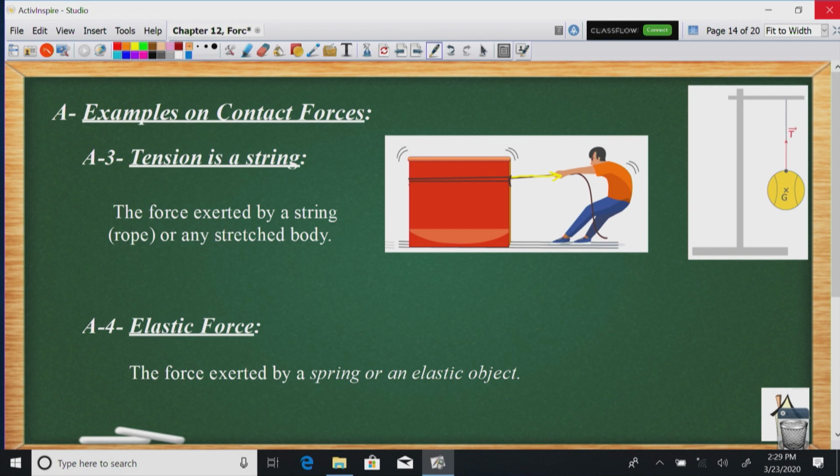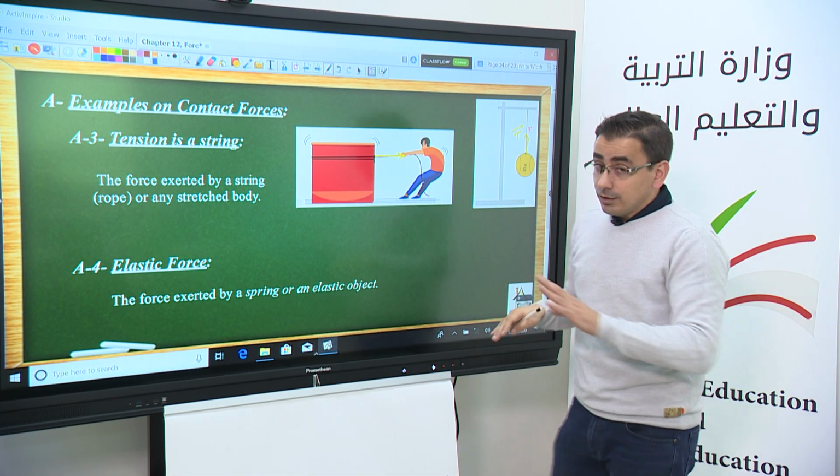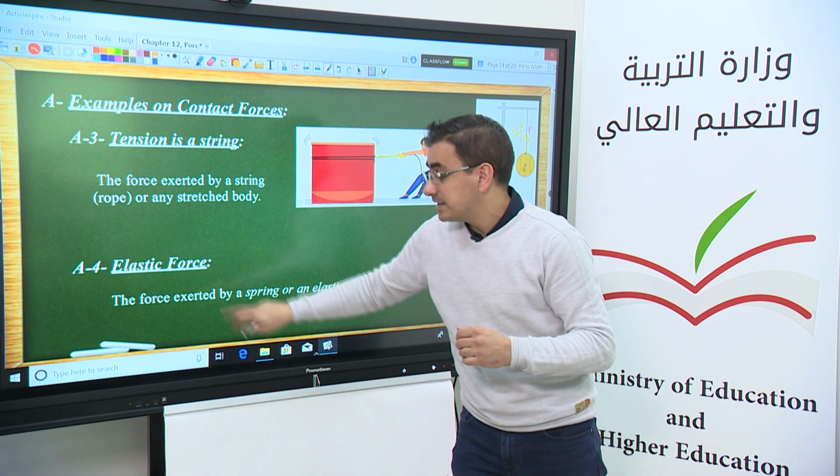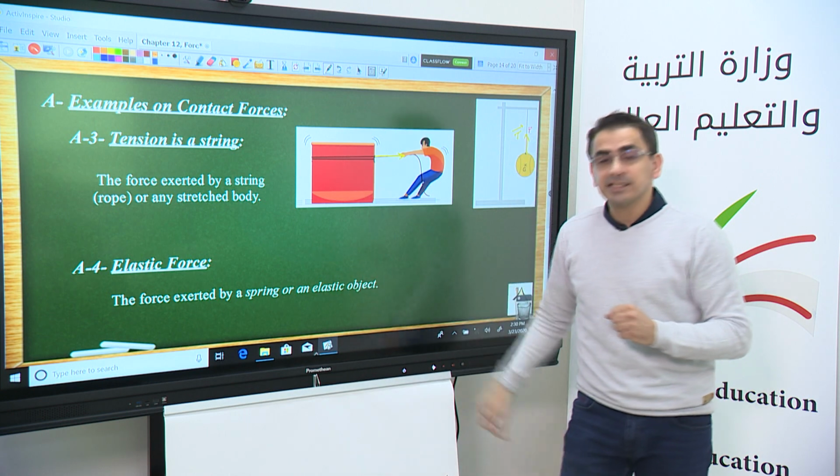Over here, the ball is held by a string. The string pulls the ball upwards. We call that tension. The force exerted by the string on the ball. On the other hand, elastic force is the force exerted by a spring, ressort, or an elastic object.